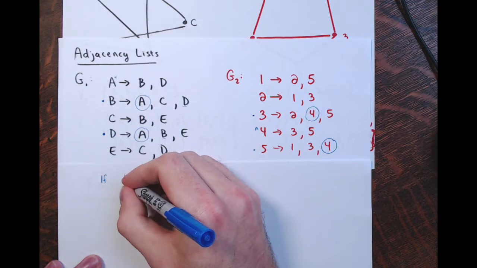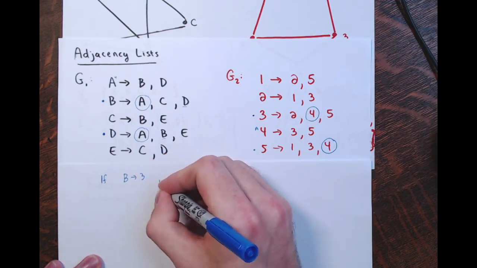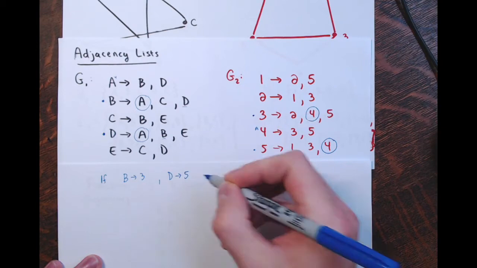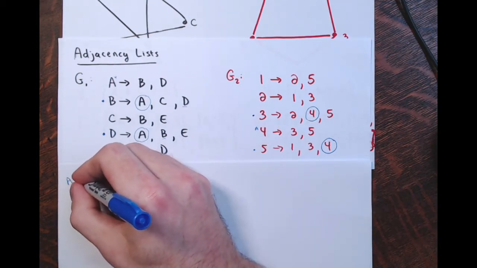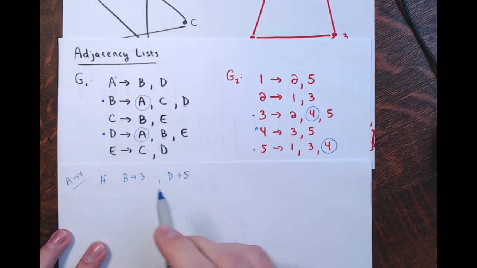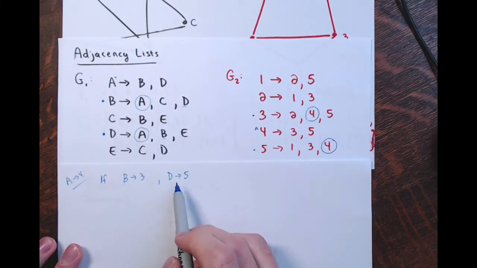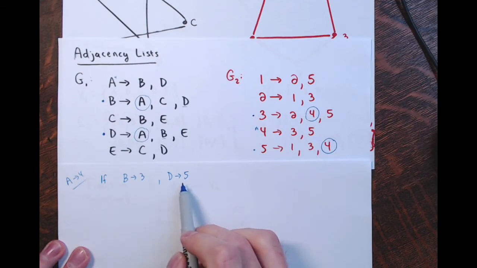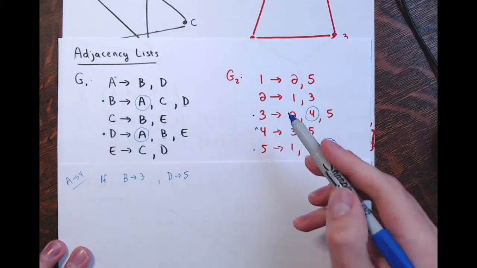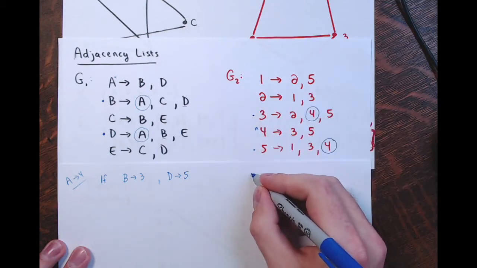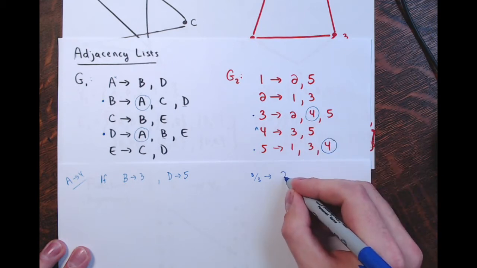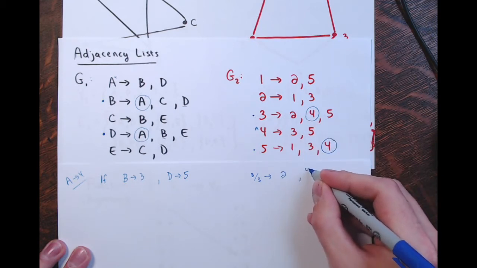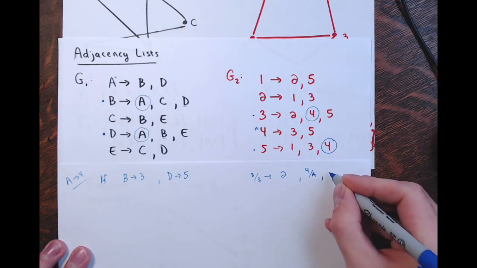So what if I did this? What if B went to 3 and D went to 5? Let's see if this will give me. And then again, A has to be 4. That's a given. Now if this were the case, if B went to 3 and D went to 5, then I would say this is B over here, B slash 3 goes to 2, 4, 5, goes to 2, which I don't know the letter for yet, goes to 4, which is A, and goes to 5, which I'm saying is D in this case.